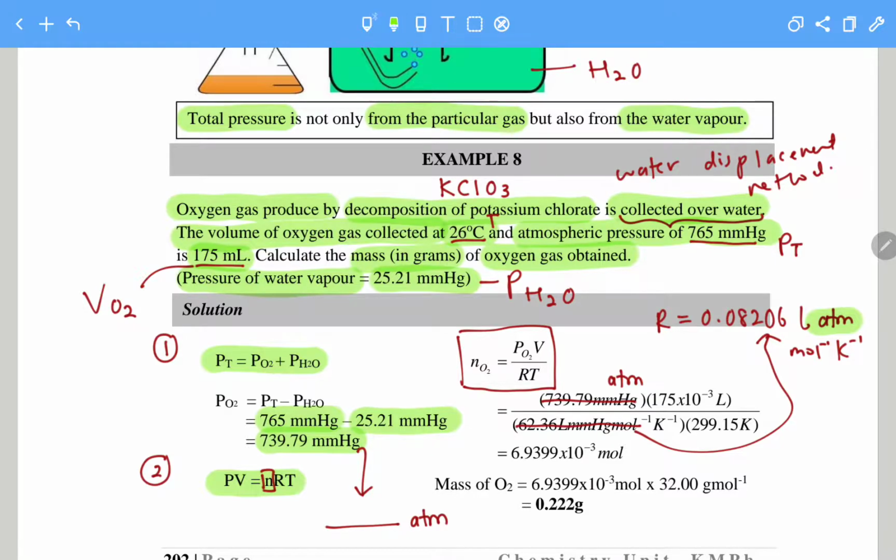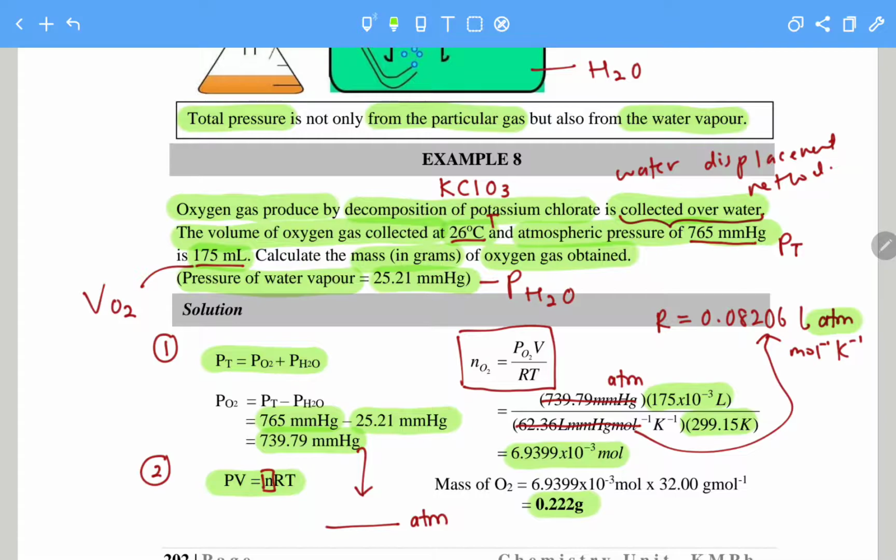So the temperature has also been converted to Kelvin. So the volume has also been changed to liter, because originally it gave the volume in milliliter. So you will get, even though you use a different value of R, don't worry, because you will get the same value of number of mole. If there is a difference, it is only slight. However, you will still get the same answer, which is the mass of oxygen gas is 0.22 gram. Okay, so remember to convert the pressure to ATM.